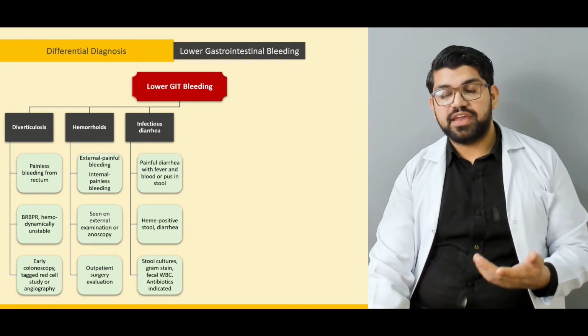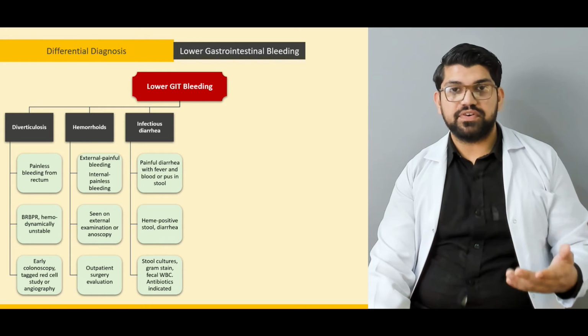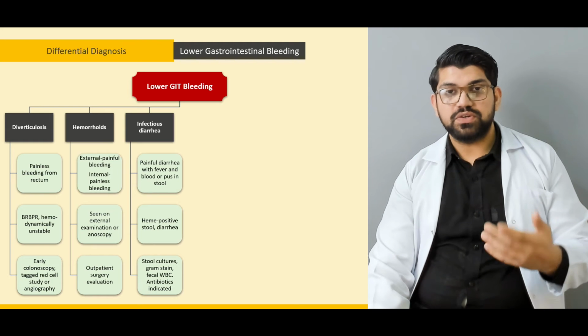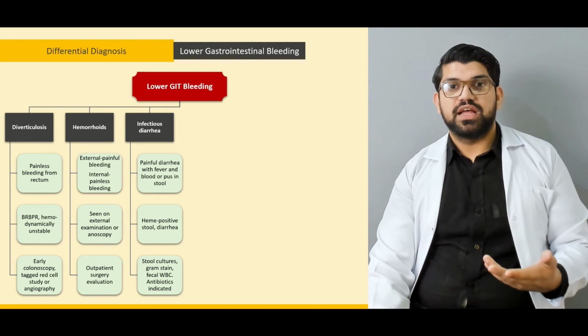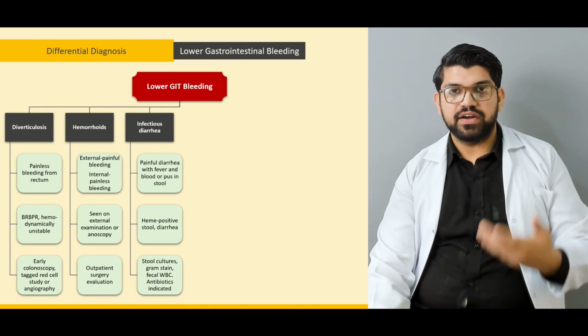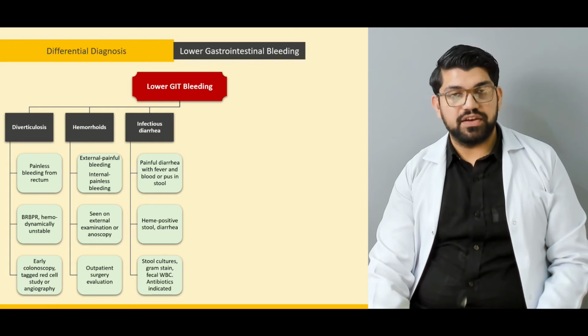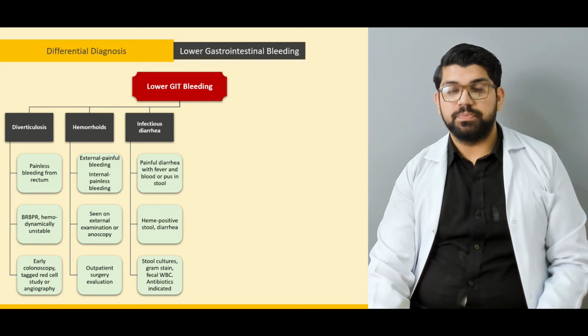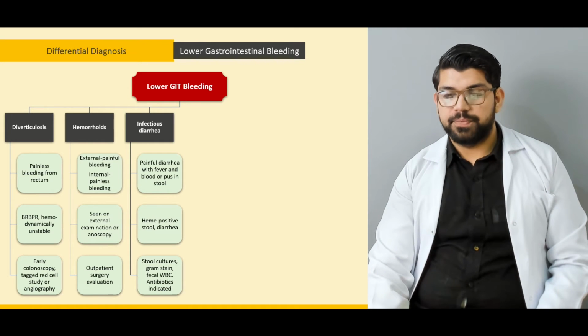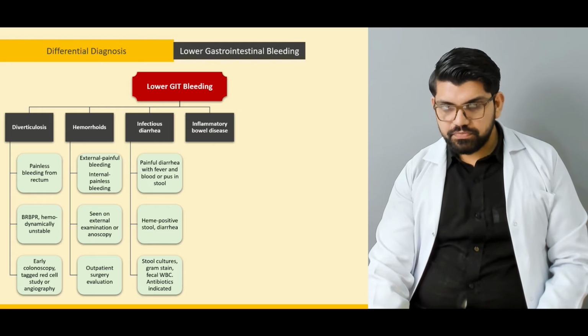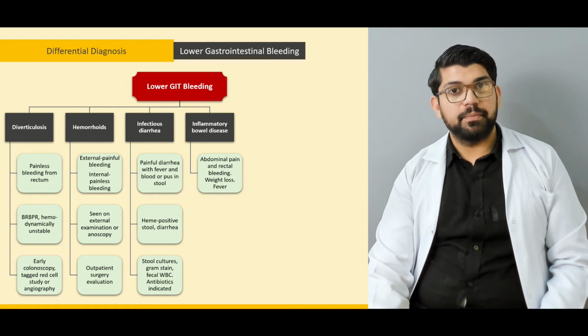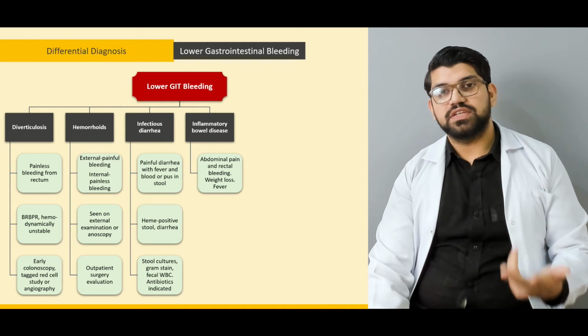Antibiotics, if indicated. With fever or bleeding and pus, or if there is increased tendency of bleeding with fever, think of any gastrointestinal infection which is causing the patient to bleed, and this patient needs appropriate antibiotics. Inflammatory bowel disease: abdominal pain, rectal bleeding, weight loss, and fever.